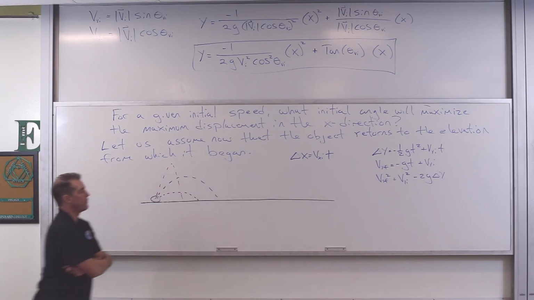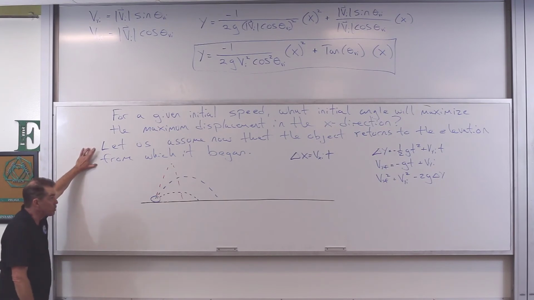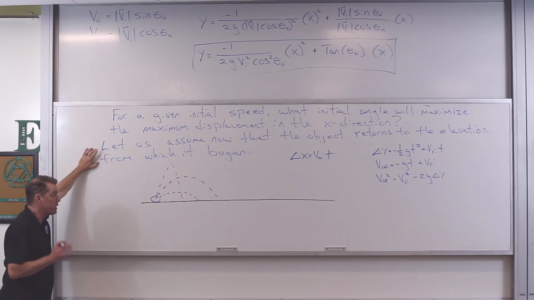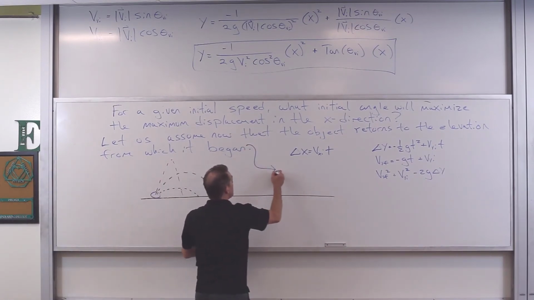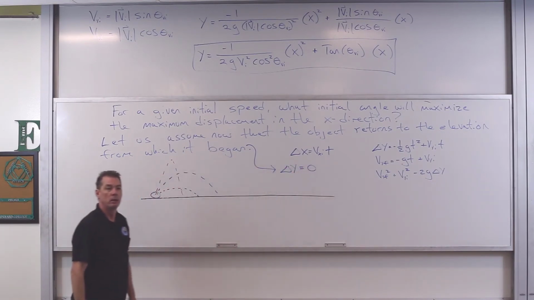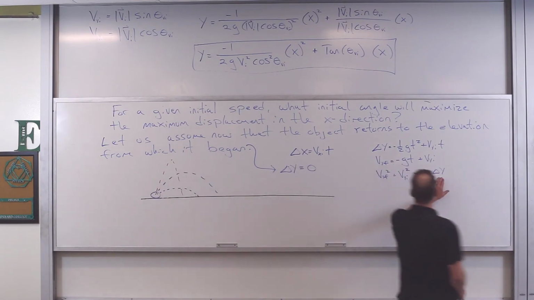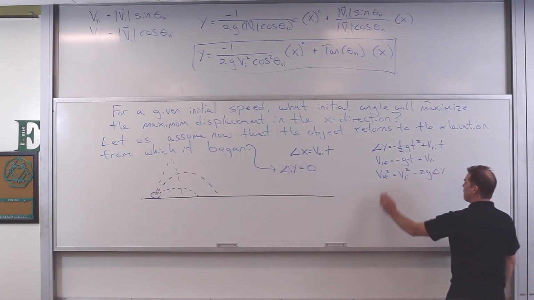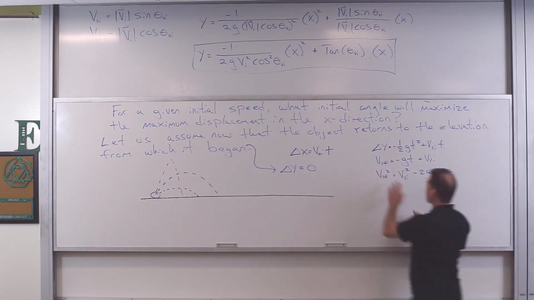So let's think about some things that we know regarding this. It comes from this initial statement here. Our initial assumption that we're going to work under is that this object comes back to the same elevation that it began. This here says something. Delta y is equal to 0. Fantastic. Delta y is equal to 0, so what else do we have going for us? Well, look at this. If delta y is equal to 0 overall, we have that the final velocity squared is equal to the initial velocity squared. So let's try to use this.